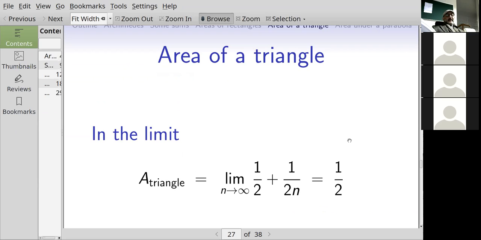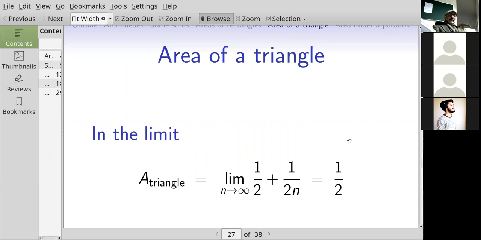We say the limit of the area of the triangle is the limit as n goes to infinity of 1 over 2 plus 1 over 2n, right? So as n goes to infinity, the width 1 over n is getting vanishingly small. So I'm taking more and more rectangles. They're getting thinner and thinner. They're approximating the area under the curve y equals x better and better. And if I take that limit, well, 1 over 2n is going to 0. So the limit of this area covered by n rectangles as n goes to infinity becomes 1/2. And that's what we already know is the area of the triangle. Okay?